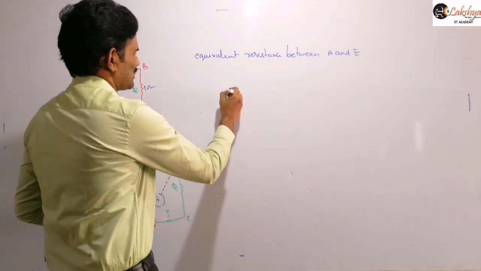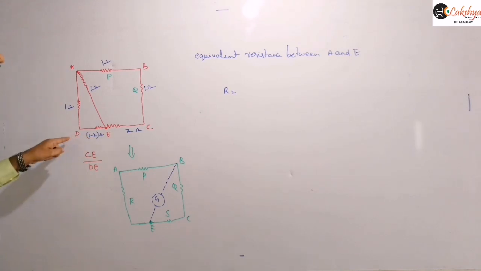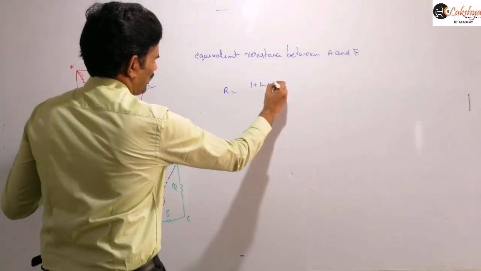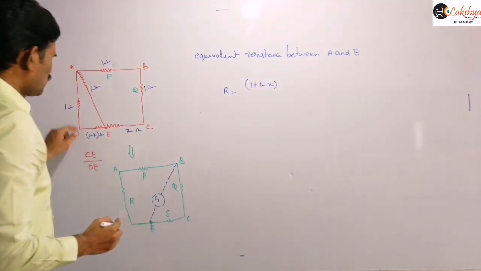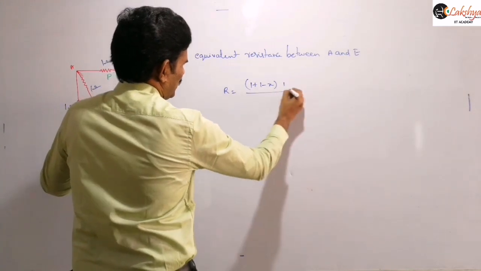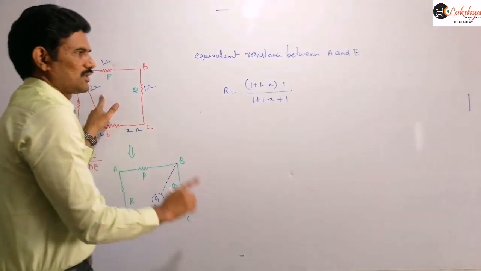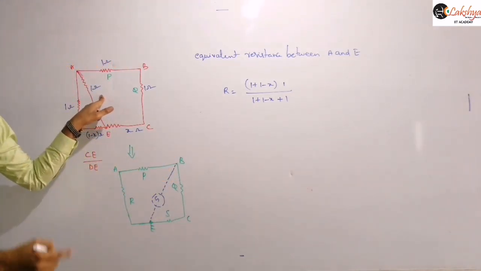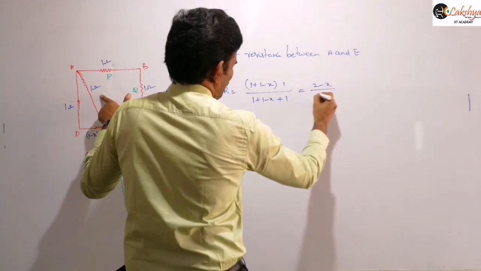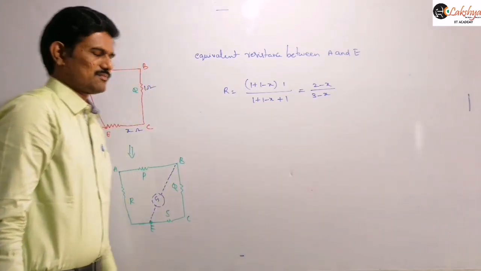So that I am taking as R, right? So this I am taking as R. So that we can write this as 1 plus 1 minus X. These 2 are in series, that will be in parallel with this 1 ohm into 1 by 1 plus 1 minus X plus 1. R1 R2 by R1 plus R2. So this is nothing but 2 minus X by 3 minus X you will get. So that is our R value, right?